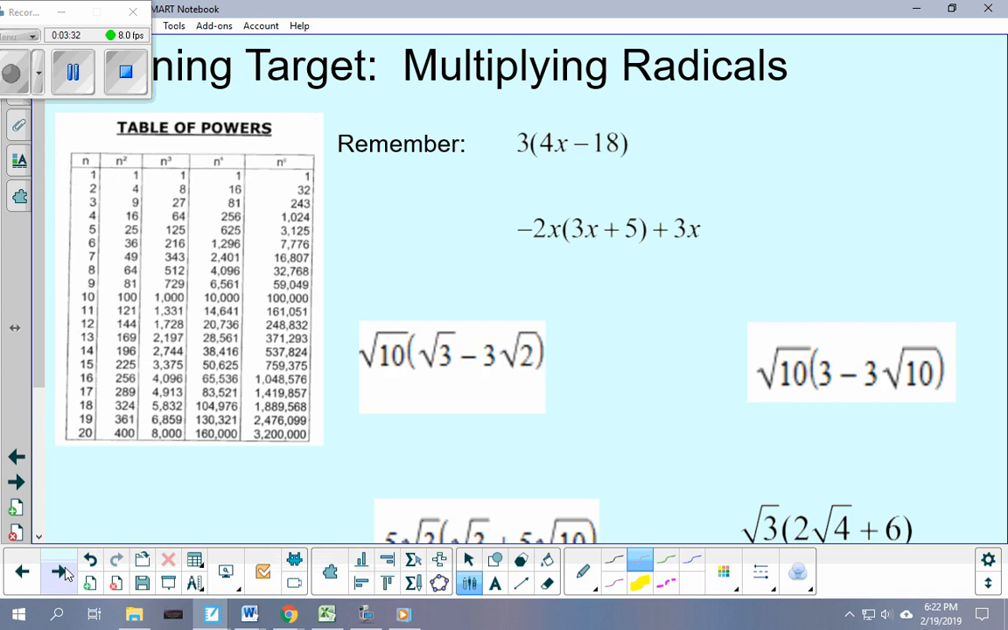Just a few more examples here. Let's talk about when we have to distribute with just a regular problem that we're used to. We have 12x minus 54.